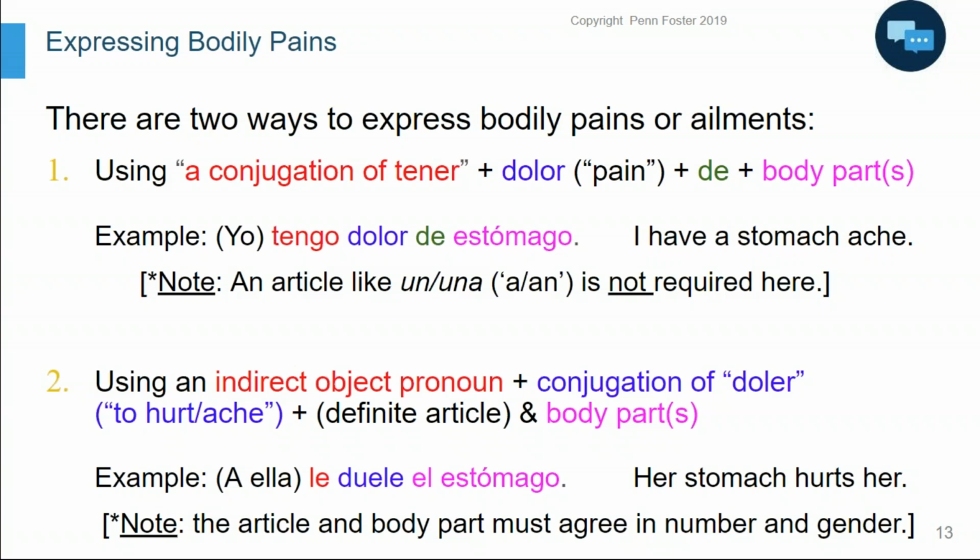And doler is always going to conjugate based on the body part or parts. So duele is singular since estómago is singular. If it was more than one body part, like my eyes, my legs, my arms, my head, and my knee, duelen would be required in that context. The body part or the body parts is or are the subjects in this case.